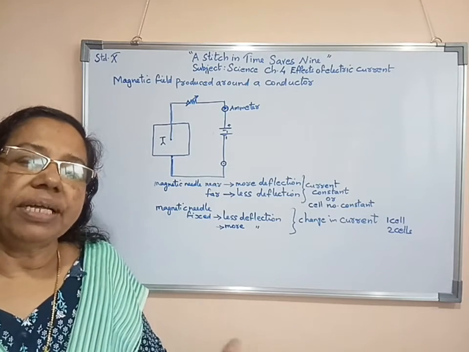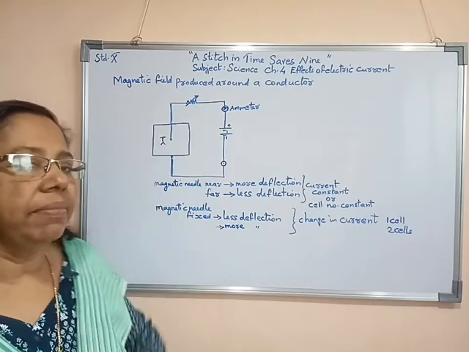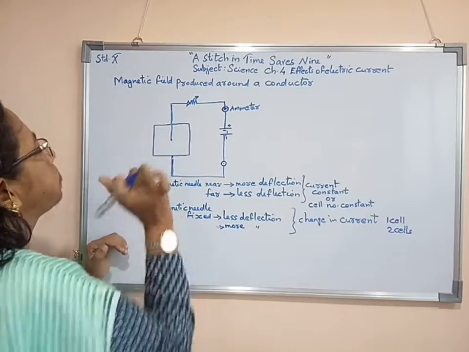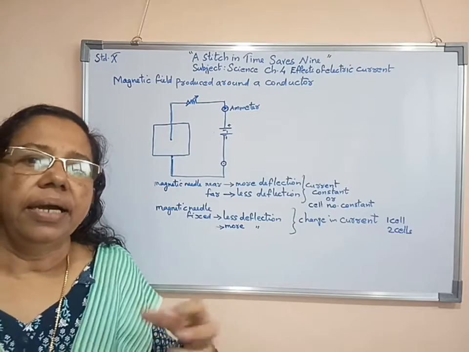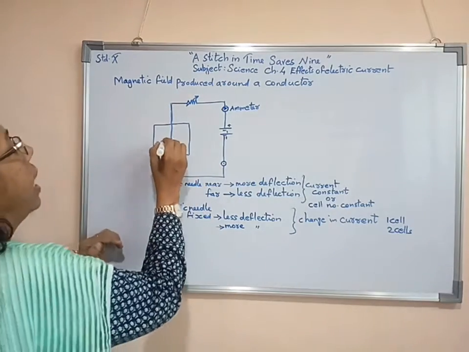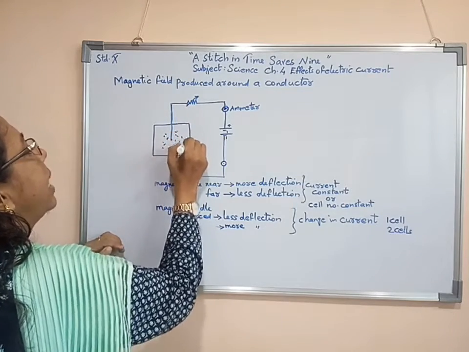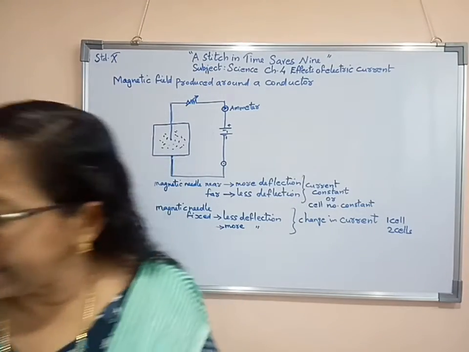Now, with the help of iron filings, again we will study the same experiment. So I am removing the magnetic needle now, but instead of the magnetic needle, I am spreading and keeping iron filings. Iron filings means iron particles. Iron particles means small pieces of iron. Now again I will show here.